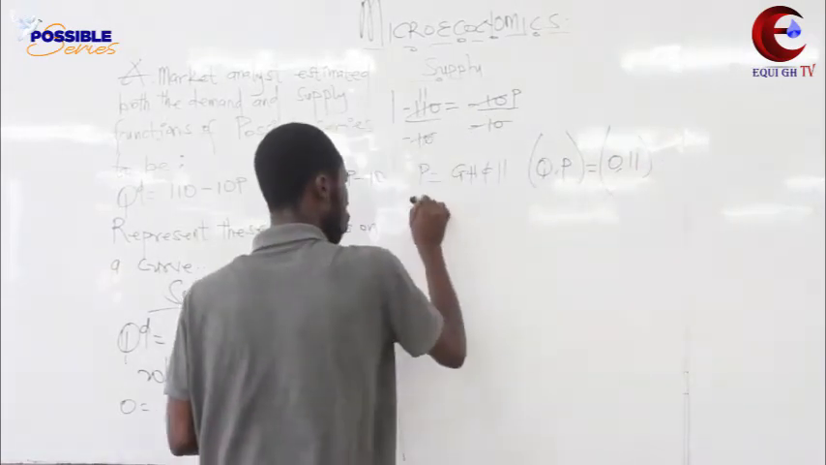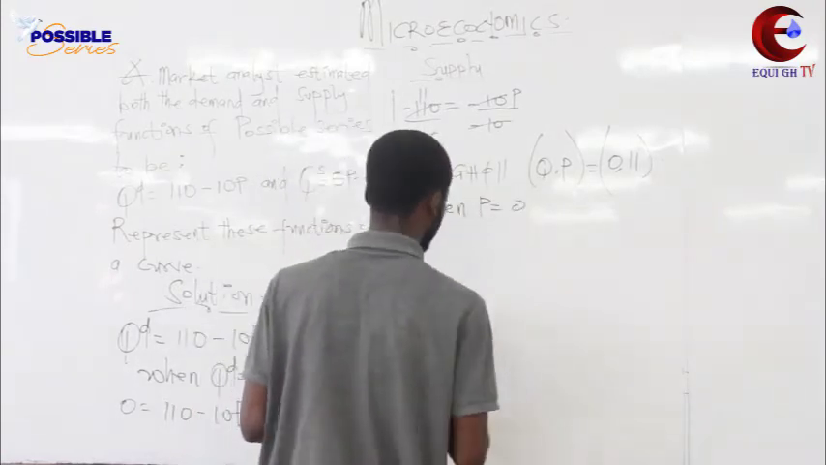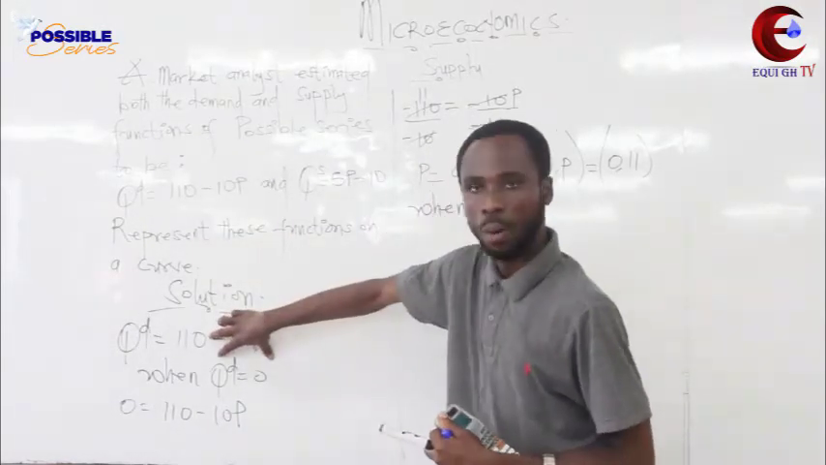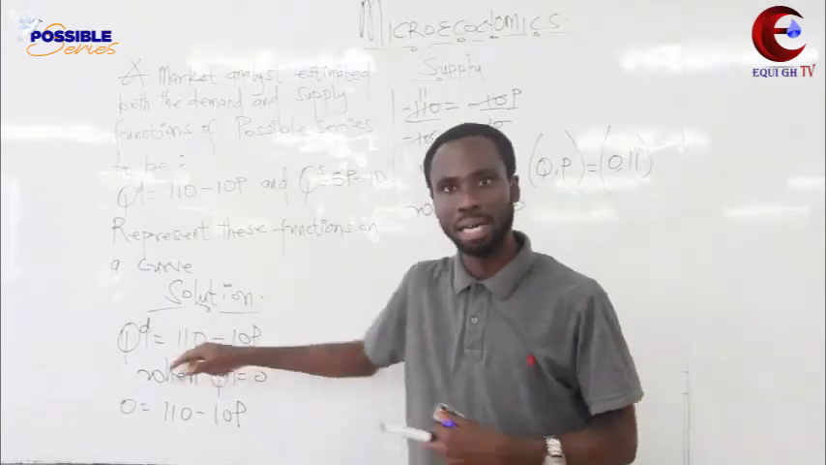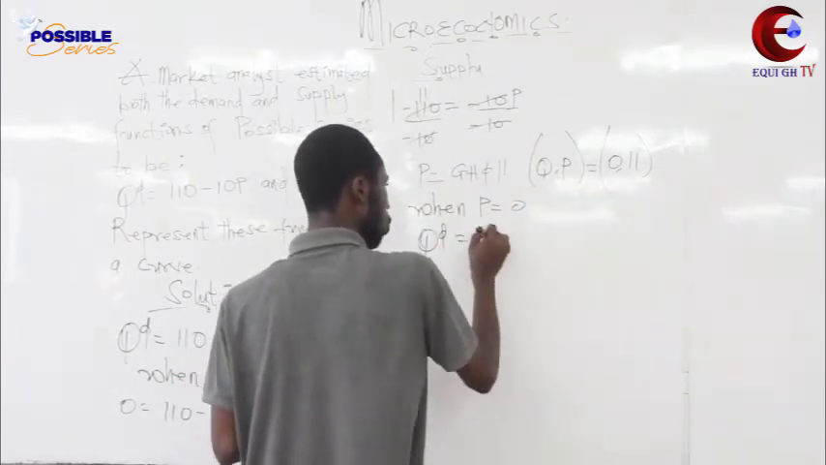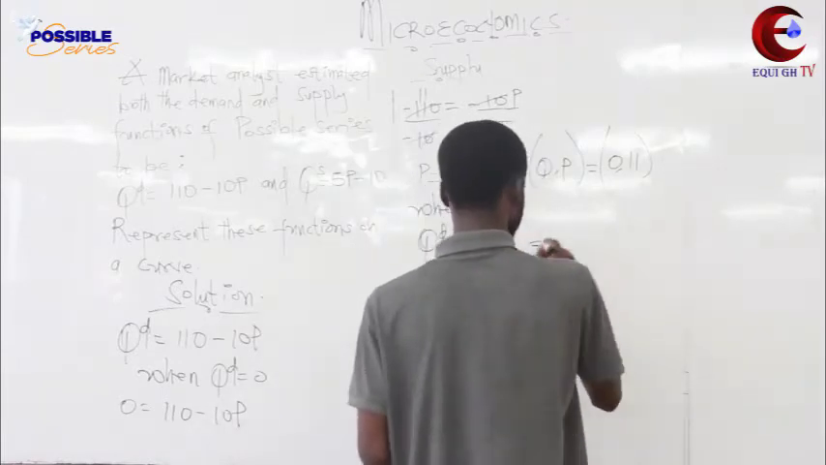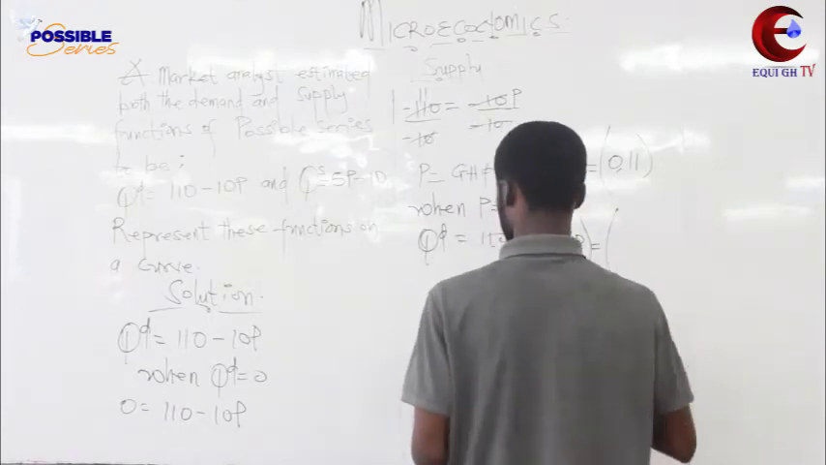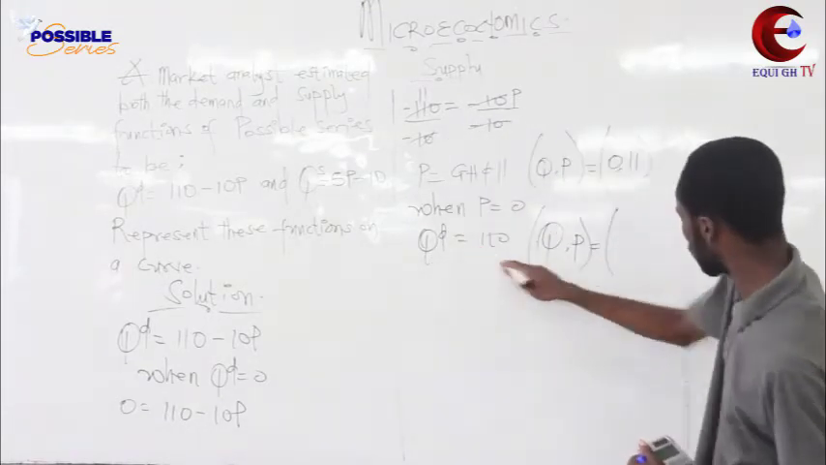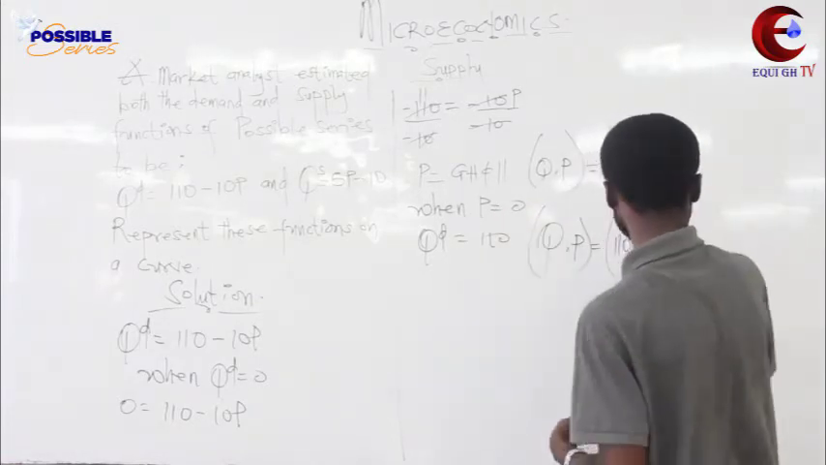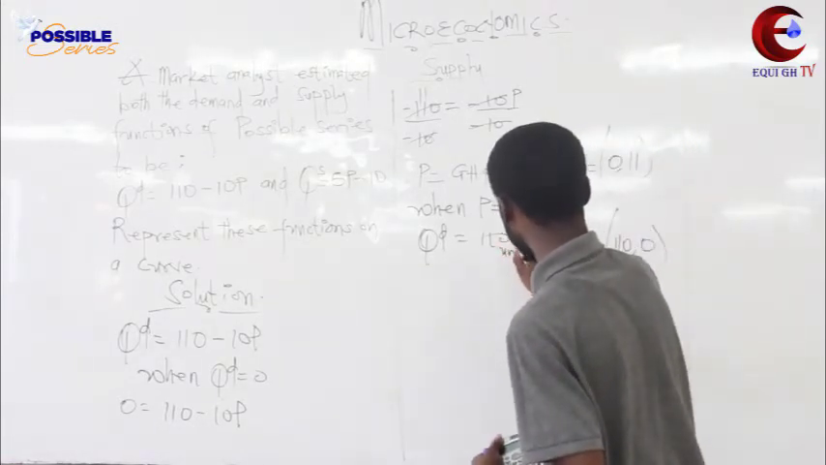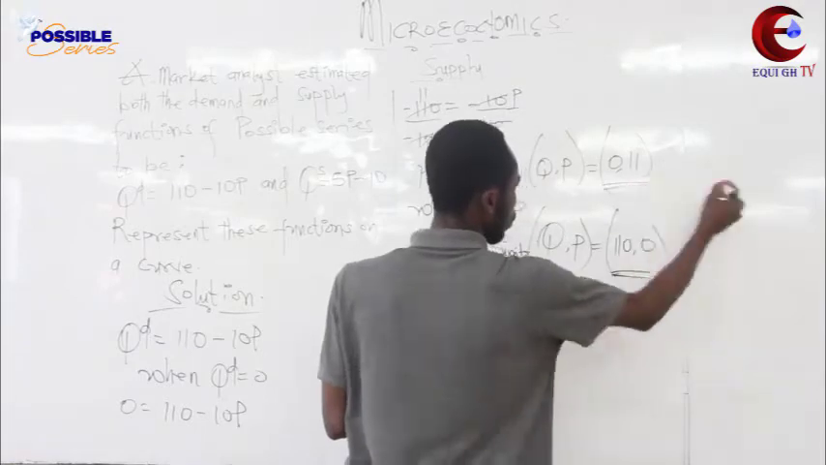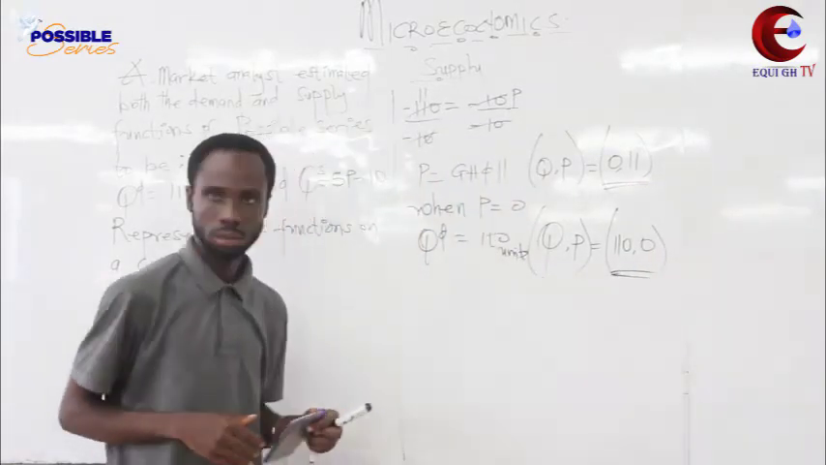So when P is equal to 0, we said that we are going to get the autonomous demand. So QD is equal to 110. So representing it in point or coordinate format, we are going to get 110 and P, which is 0. Right, 110 units, right? So these are the two points for the demand function.